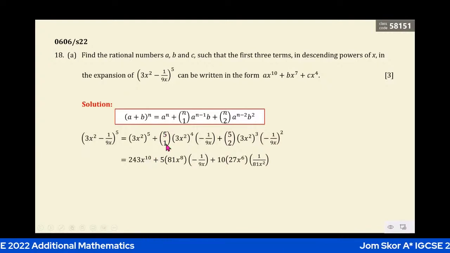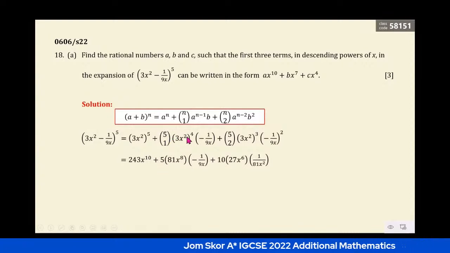Okay, so 5C1 you can use your calculator. 5C1 is 5. Okay, 3 to the power of 4 is 81. X to the power of 8.